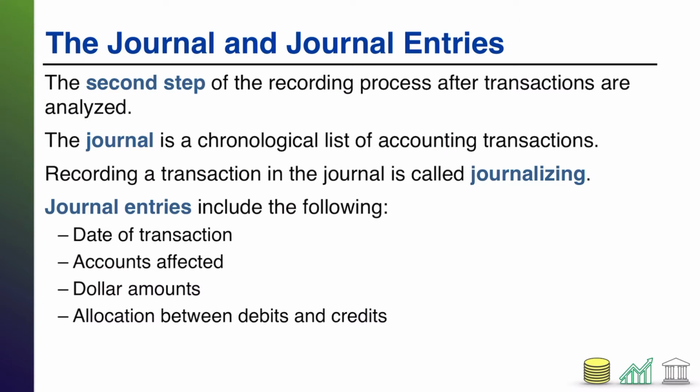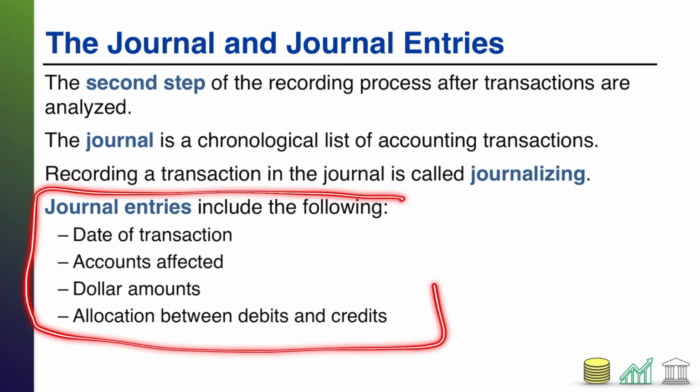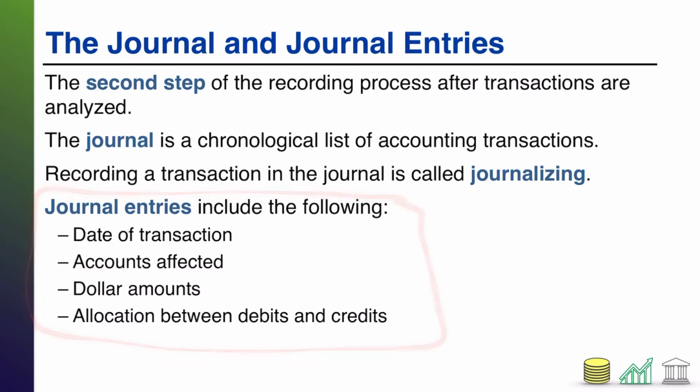And here's the key. Journal entries will include the following information: the date of the transaction, to help keep it in chronological order; the accounts that were affected by the transaction. Remember, there should be at least 2 accounts affected by any transaction. The valuations. This is accounting, so we have to keep track of the value of those accounts. And of course, the allocation between what was debited and what was credited, in other words, telling us what went up and what went down.